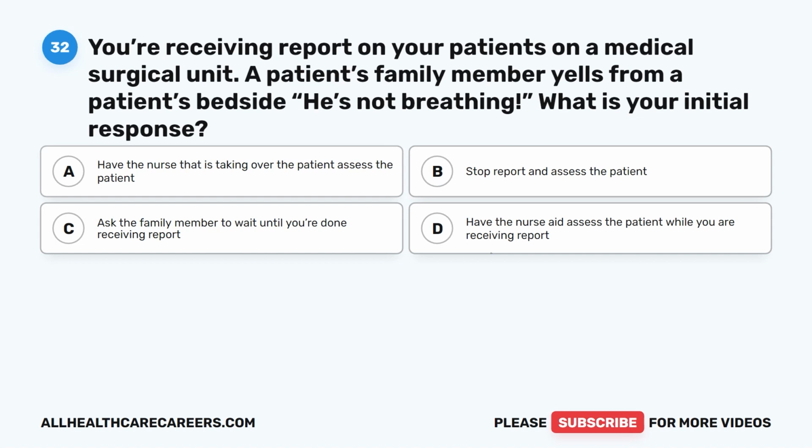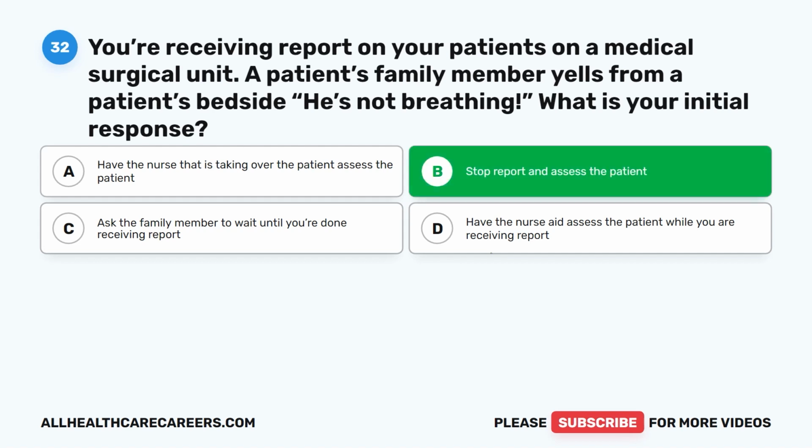Question 32. You're receiving report on your patients on a medical surgical unit. A patient's family member yells from a patient's bedside, "He's not breathing." What is your initial response? A. Have the nurse that is taking over the patient assess the patient. B. Stop report and assess the patient. C. Ask the family member to wait until you're done receiving report. D. Have the nurse aide assess the patient while you are receiving report.